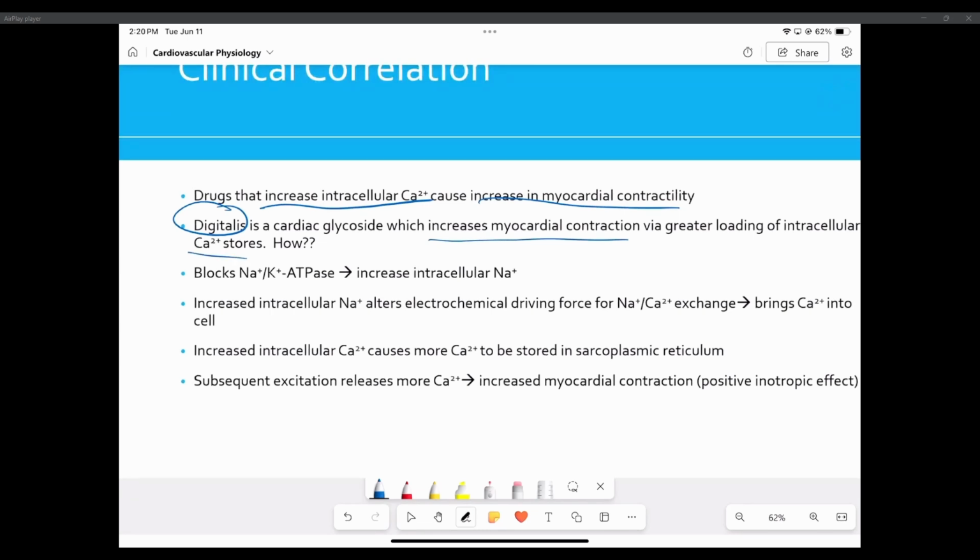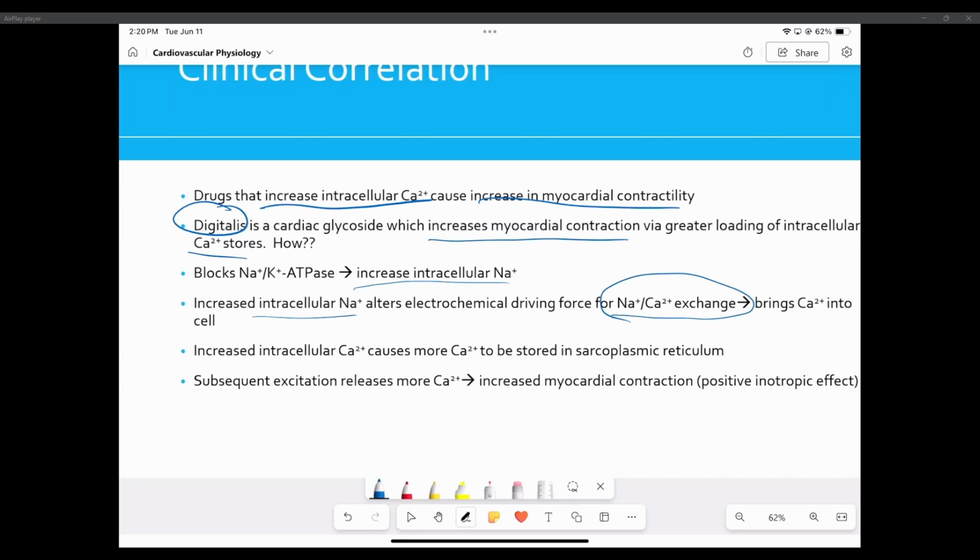How does it do it? So digitalis blocks the sodium-potassium ATPase pump. If you block the pump, you're going to get an increase in intracellular sodium because the pump is there to get it back out again. Pump's not working, sodium starts to build up inside the cell. Because sodium is building up, it's going to alter the driving force for your sodium-calcium exchanger. So that exchanger is not going to work.